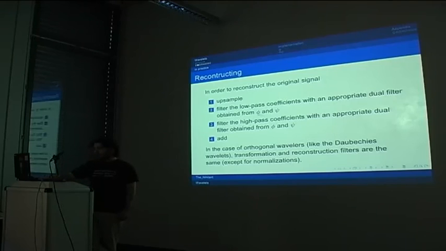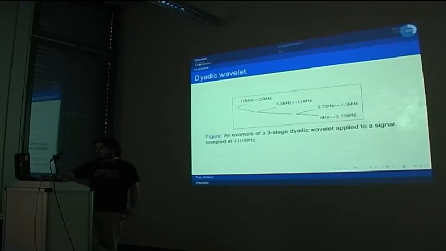In case of orthogonal wavelets, those filters are actually the same. Otherwise, they are not the same, but they can be calculated from the actual coefficients. Okay, so it's not black magic. Well, looks like, but it's not. And for orthogonal wavelets like the Daubechies wavelets, they're actually the same values.